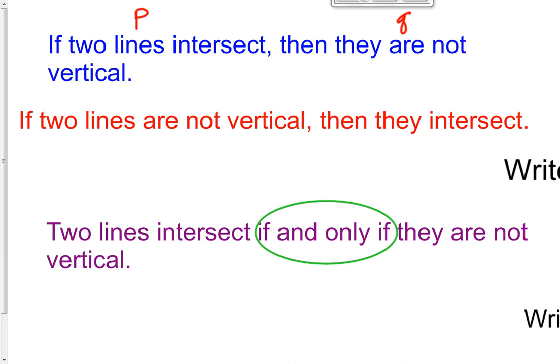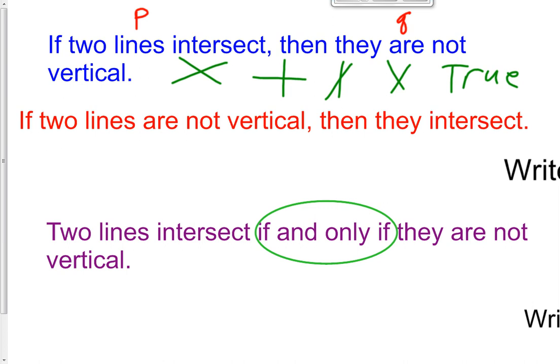If two lines intersect, then they are not vertical. Yep, no matter how I draw two lines that intersect, they are not vertical. So that is true.